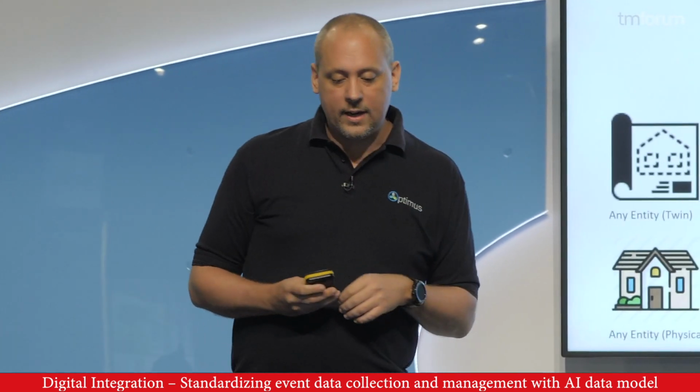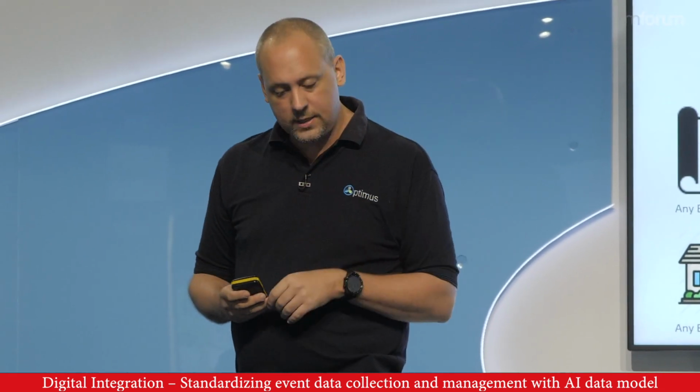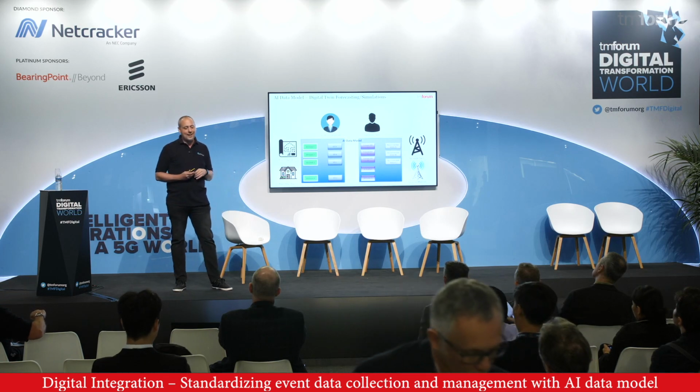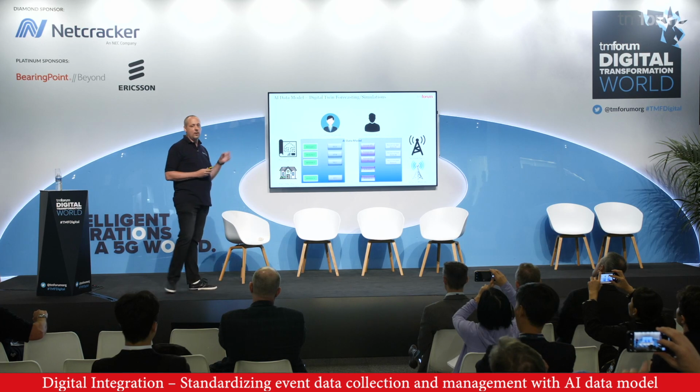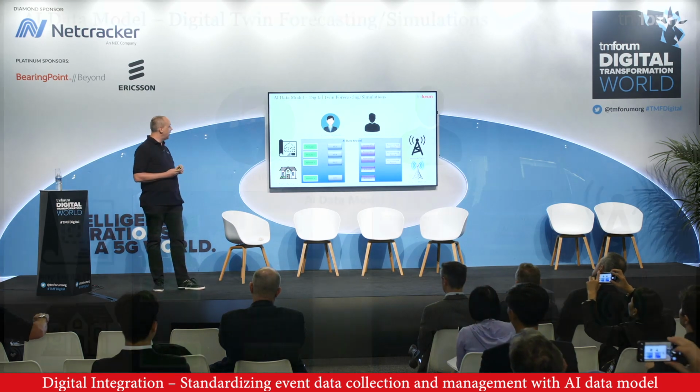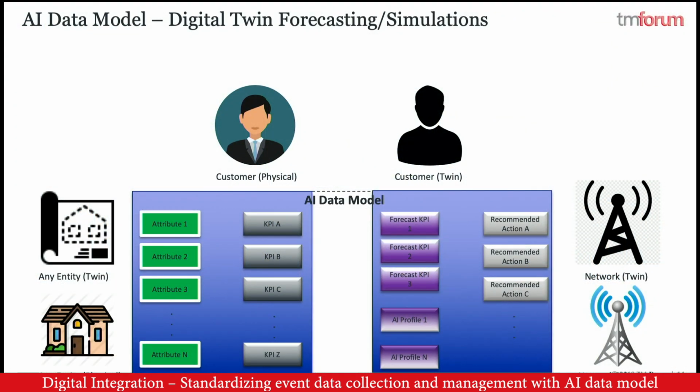this is the AI data model that we came up with as part of the Catalyst. So, digital twin forecasting and simulation. It consists of the attributes coming from the model that we talked about earlier, KPIs, which are calculated as the attributes are ingested, forecast KPIs, which are calculated in addition to the base KPIs, AR profiles, which are a subset of attributes and KPIs put into a standard set, and also recommended actions. So with that in mind, here you go.